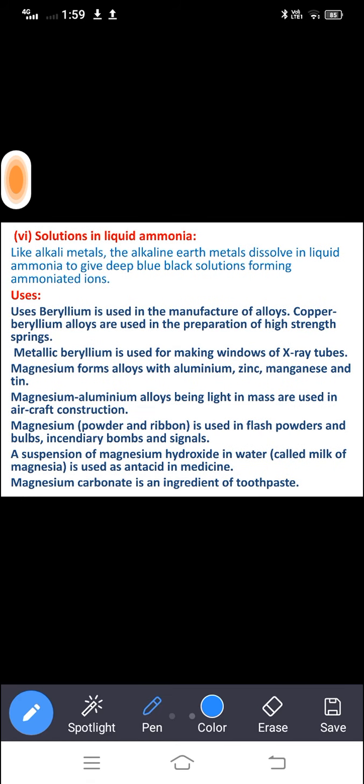Then solution in liquid ammonia. This is the same concept we discussed for the alkali metals, the same thing will be repeated. Alkaline earth metals also, when they react with ammonia, will give a deep blue color due to the paramagnetic nature. Due to the ammoniated electron, it will give you a deep blue.